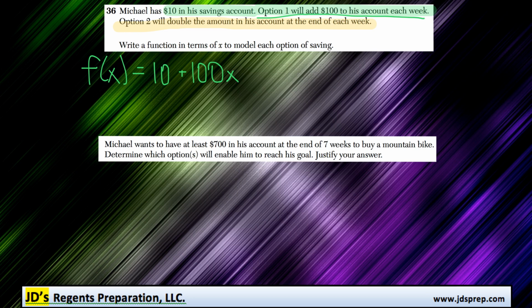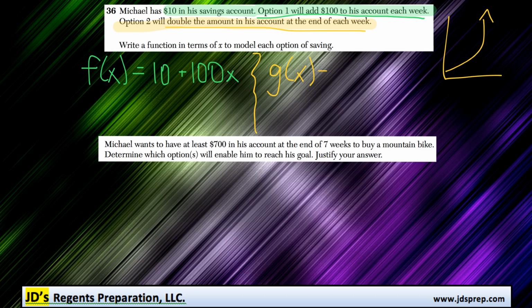So for example, after 1 week, you would do 10 plus 100 times 1. The next week, you do 10 plus 100 times 2, and so on. So each week, it's increasing by 100. Now, option number 2, we'll call that g of x, is not a linear equation. This one's exponential because it's doubling at the end of each week. So if you were to visualize it, it would be an exponential growth, something like that.